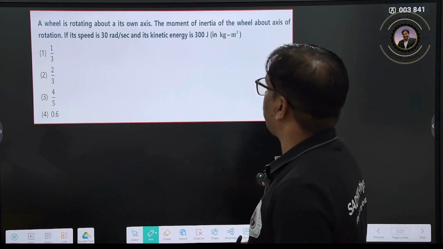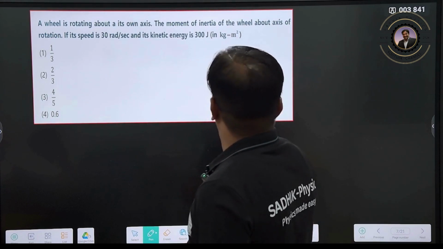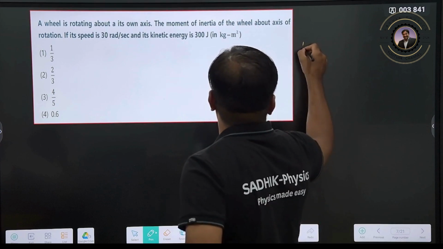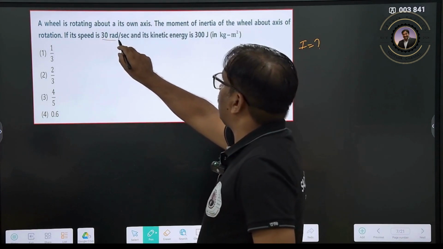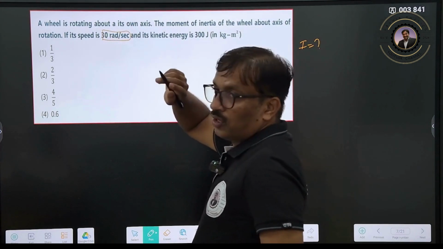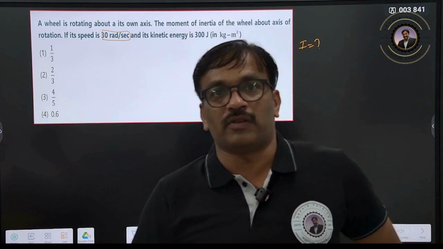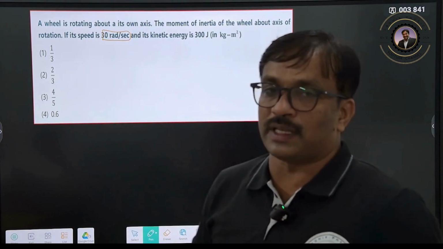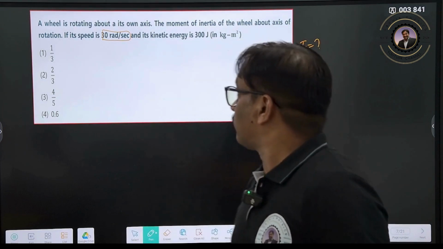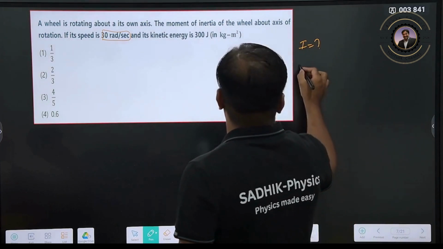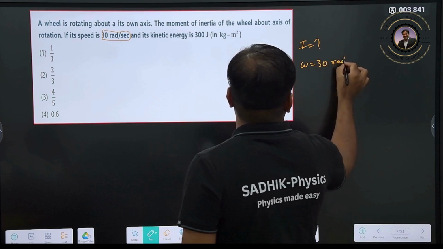A wheel is rotating about its own axis. Now we want to calculate the moment of inertia. Its speed is 30 radians per second. Most of the students get confused in this one: radians per second is nothing but omega, rotations per second means frequency. Clear? So here omega is already given, therefore 30 radians per second.